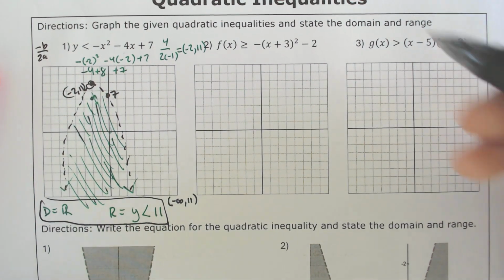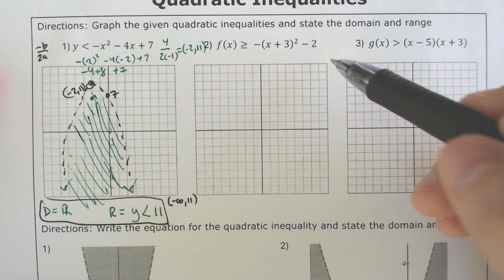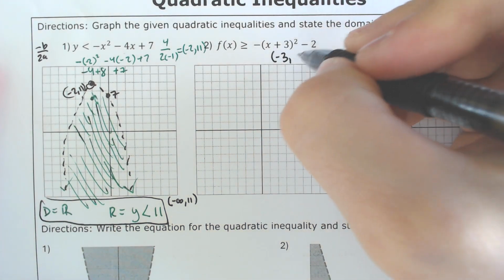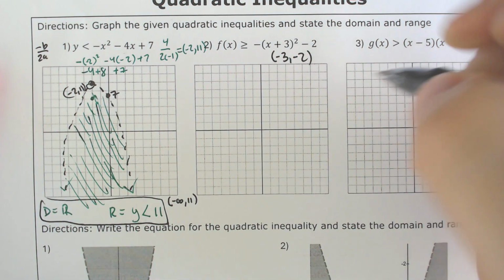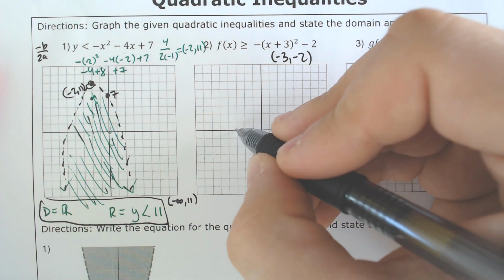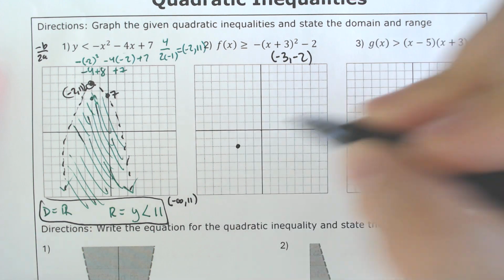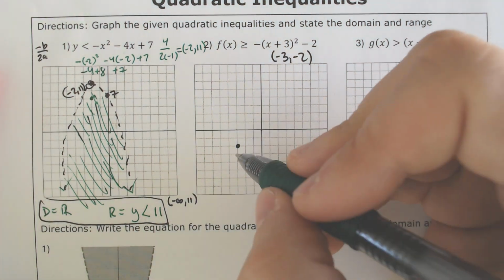All right? Next one. This one is in vertex form. So we get our vertex right away. It would be at negative 3, negative 2. Change sign, keep the sign. So left by 3, 1, 2, 3. Down by 2, 1, 2, dot. It is going to go down.